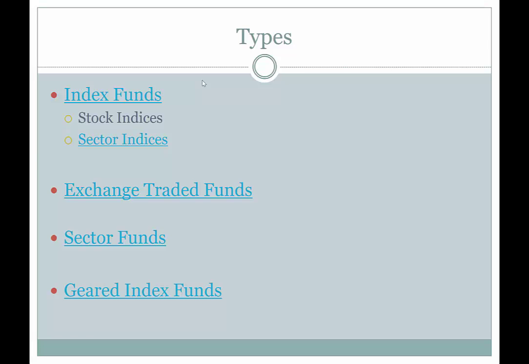funds that try to say, for example, where an index fund would mimic the S&P 500, a geared index fund would double the S&P 500. So that would be like an ultra fund. That would be called an ultra fund. And then a short fund would try to do exactly the opposite of the S&P 500, and an ultra short fund would try to magnify that opposite of the S&P 500.